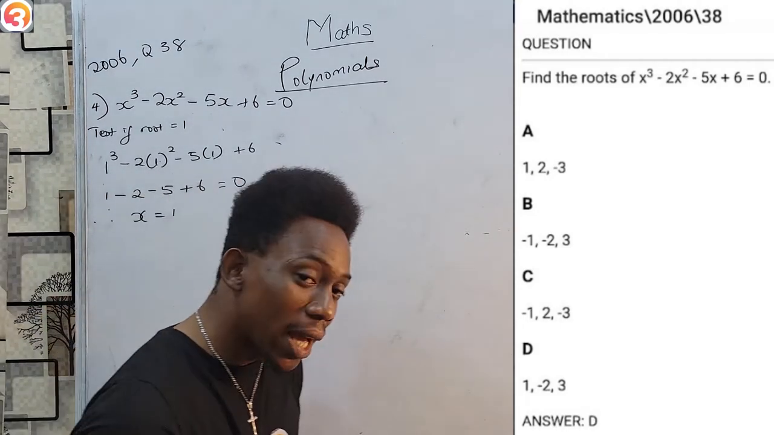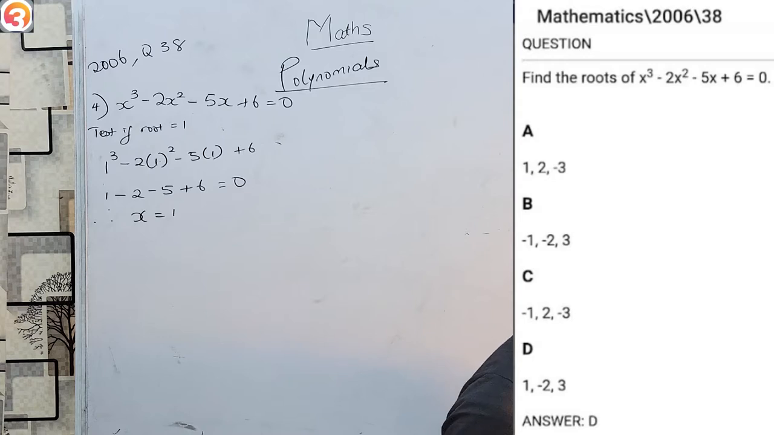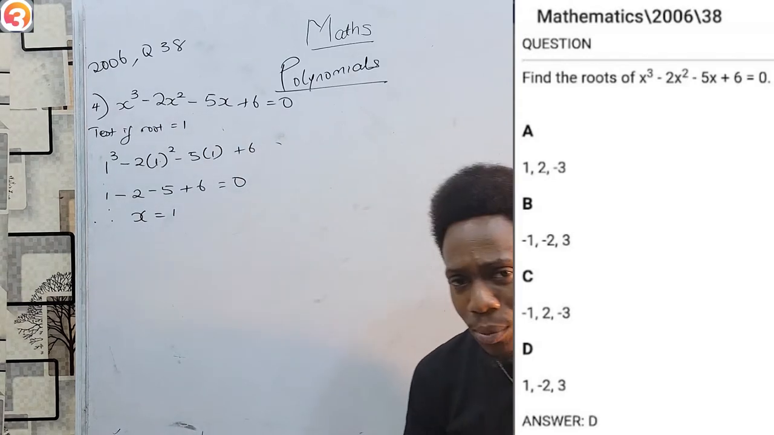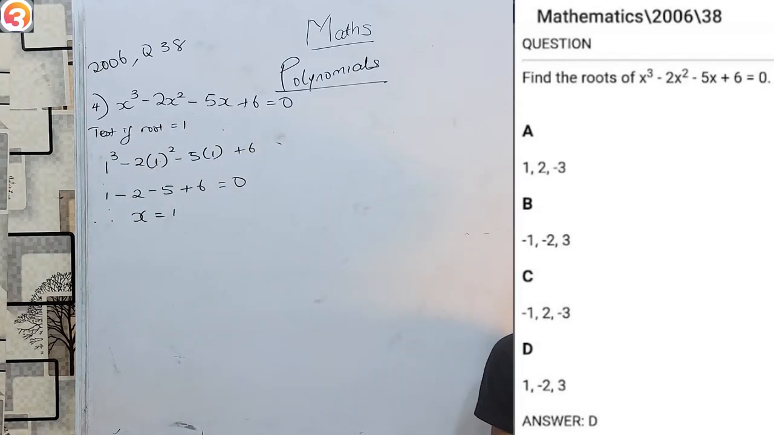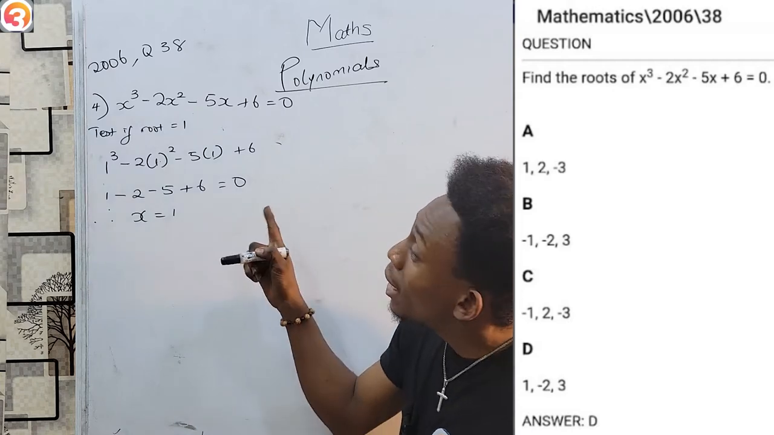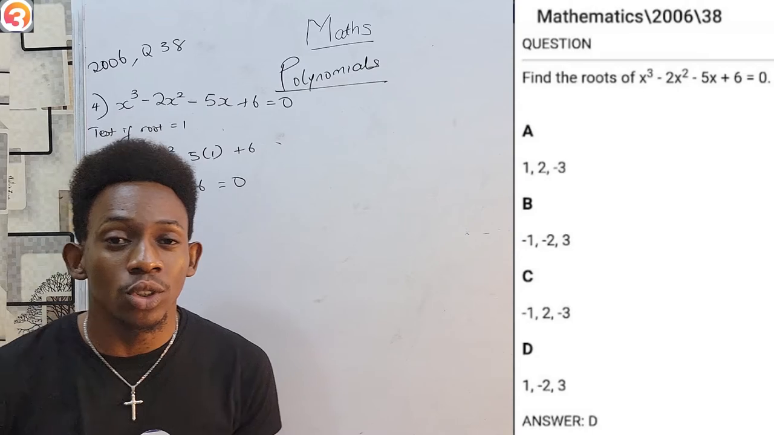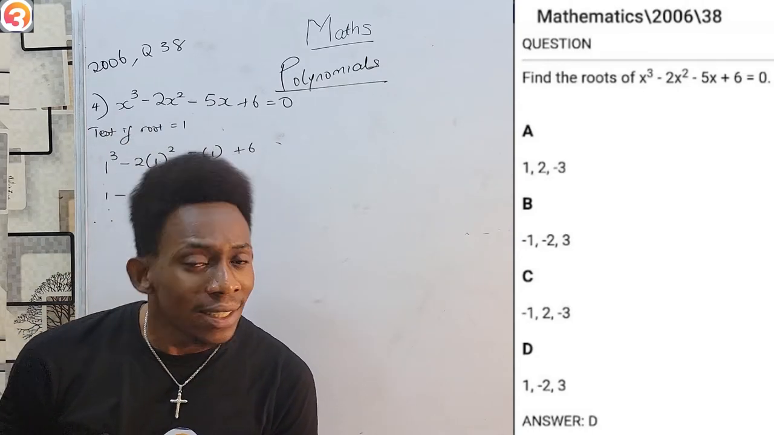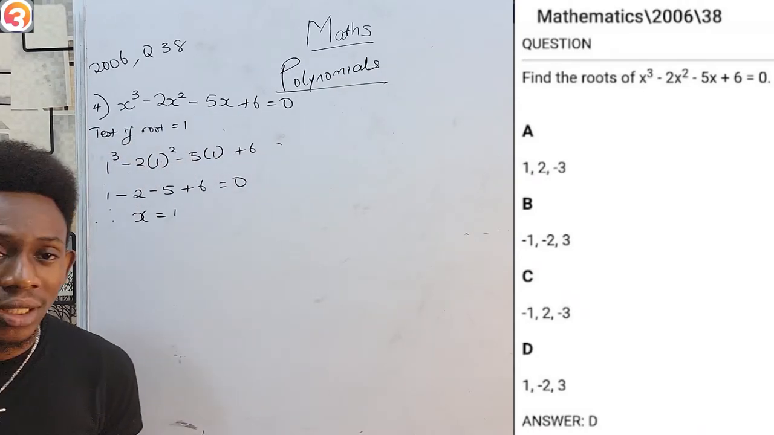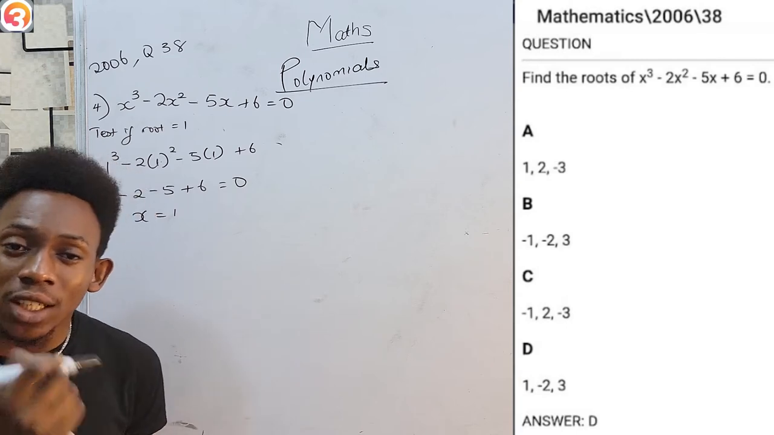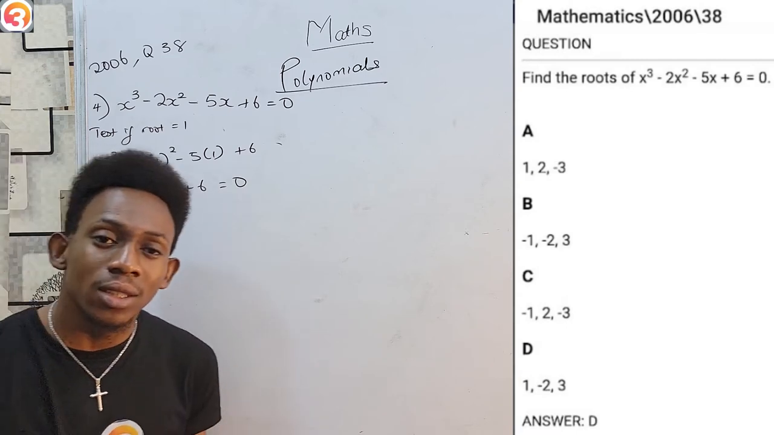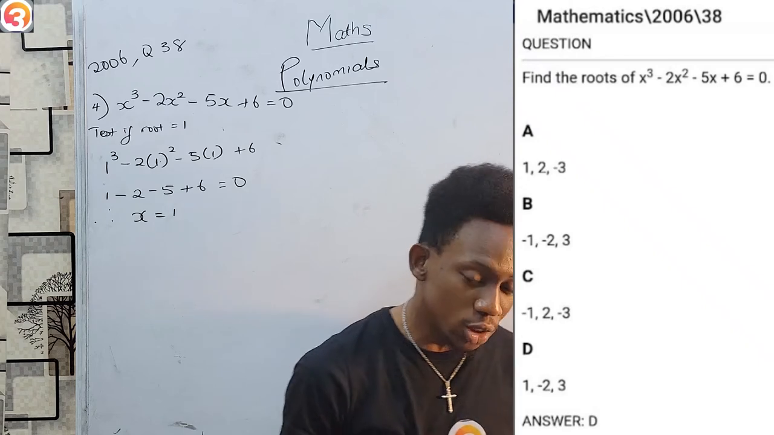So, option D has 1, minus 2, and 3. So, again, that might be the answer. So, yeah, the trick, therefore, in JAMB is, after getting one answer, use the answer to eliminate as many options as possible. Then, instead of going through the normal method of solving, use trial and error a second time, but this time testing the numbers within the options.